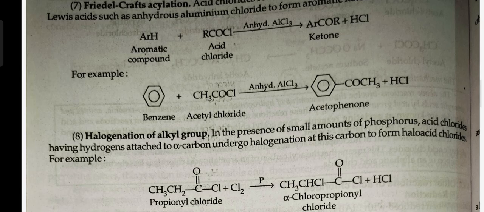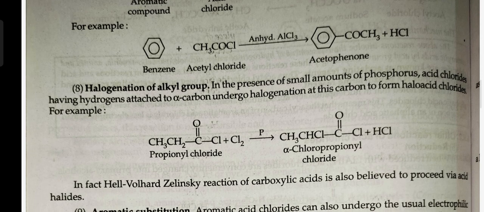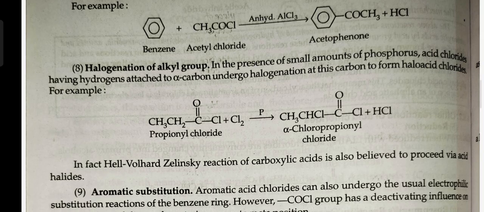For example, propanoyl chloride plus Cl2 in presence of phosphorus gives alpha-chloropropanoyl chloride. In fact, the Hell-Volhard-Zelinsky reaction of carboxylic acid is also believed to proceed via acid halides.